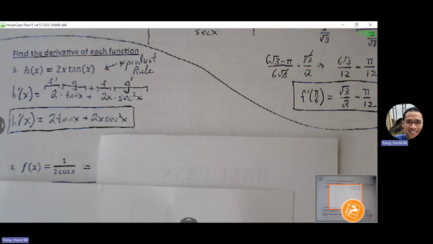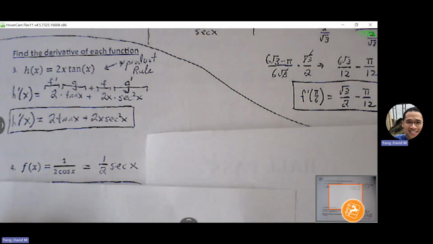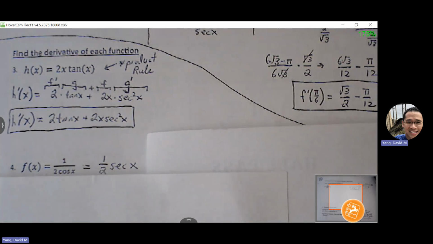Okay, number 4, we see numerator denominator. We could go through quotient rule. It's not an issue if we do, but is there a way to avoid quotient rule here? How would you rewrite this function where we can avoid quotient rule? Yeah, the 2, we're not going to move the 2, but we can move that cosine up. We know the reciprocal of cosine is secant. So if we think of it as 1/2 secant x, then we can just apply that derivative.